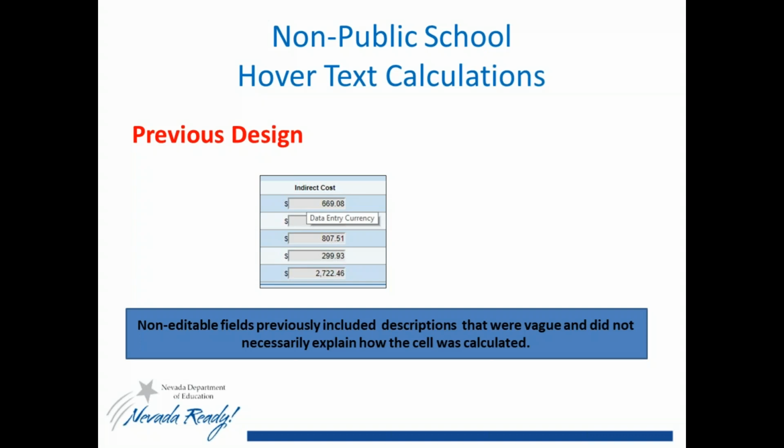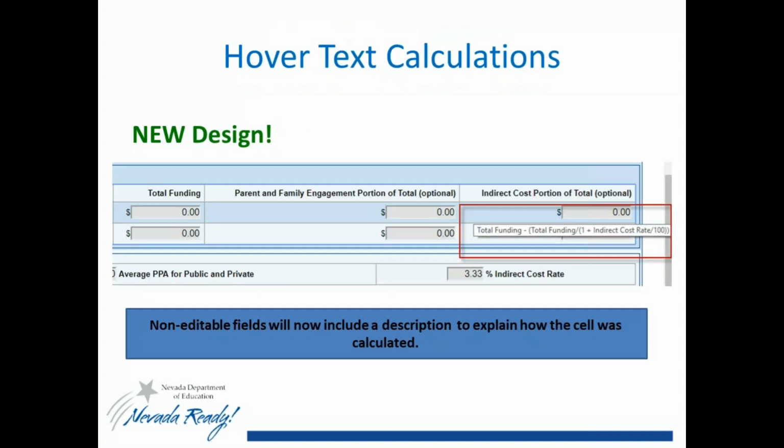So previously, non-editable fields would include descriptions that were pretty vague or did not necessarily explain how the cell was calculated. As you can see in this example, it says data entry currency is kind of the default. However, with the new and improved design, we have hover text that provides better context and some system training on how the read-only cell was calculated.